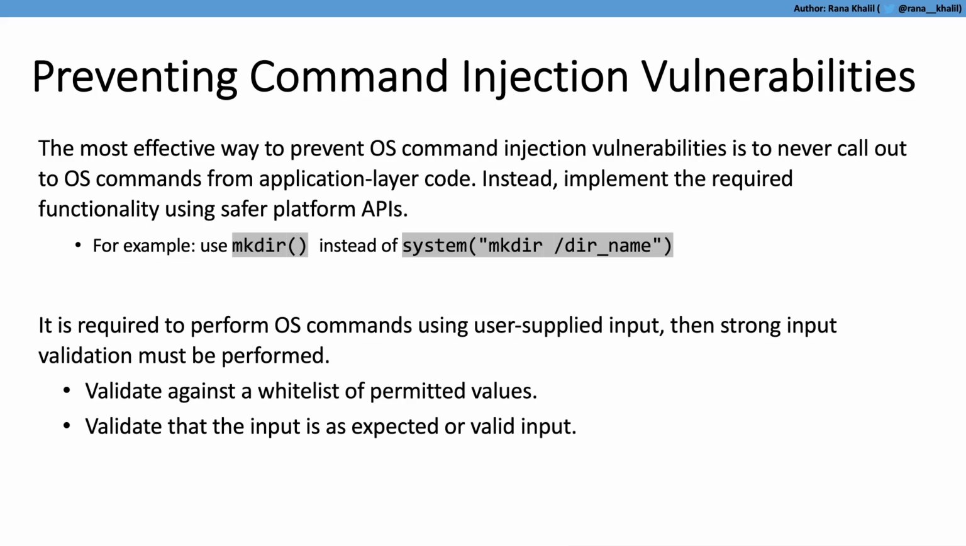The second line of defense is to validate that the input is as expected or valid input. What that means is that if you're expecting the user to only enter integers, then you should only allow the user to enter integers. You shouldn't allow the user to enter alphabets, and you shouldn't allow the user to enter other characters. Similarly, if you allow the user to enter alphabets and integers, then what you should do is only allow the user to enter alphanumeric characters, and you shouldn't allow the user to enter other characters in the system.